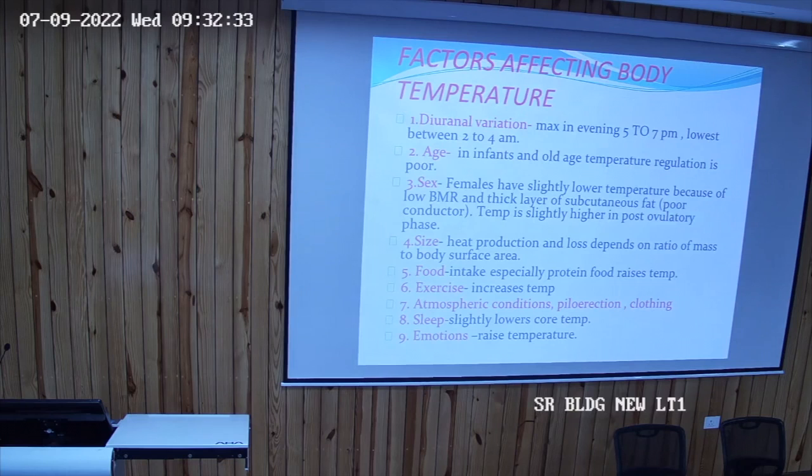Exercise. What is the effect of exercise? Increase. How much percent of the exercise results in an increase in the body temperature?